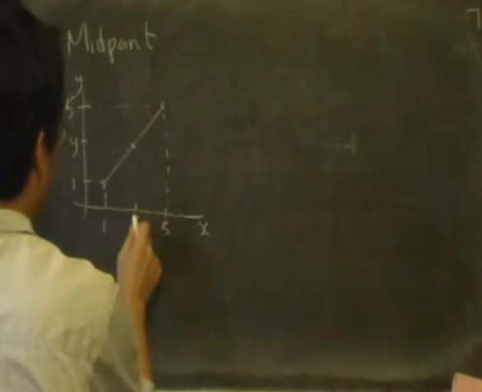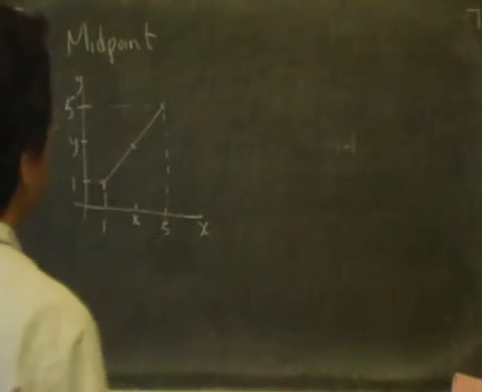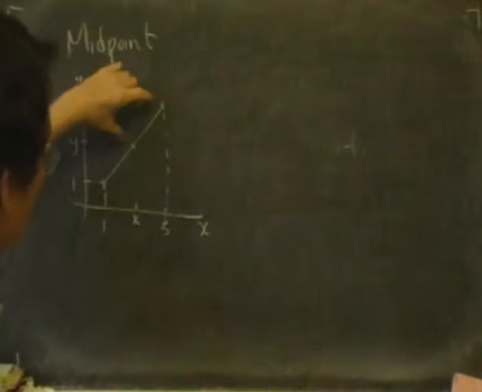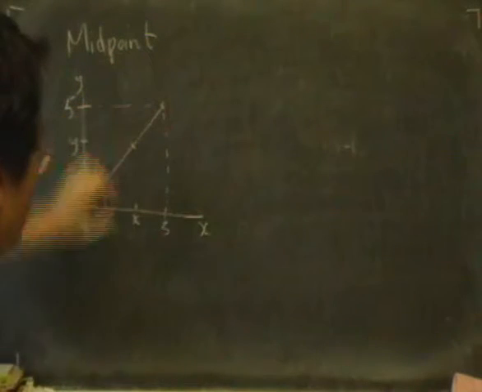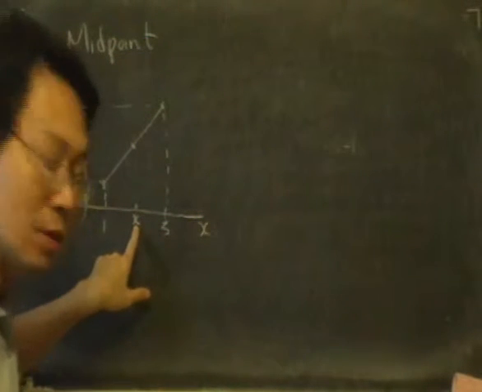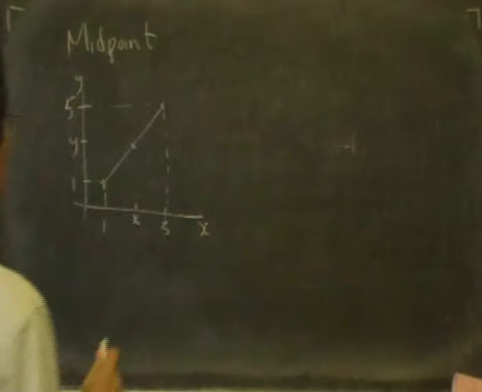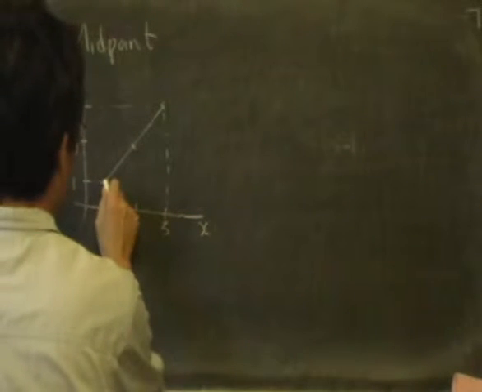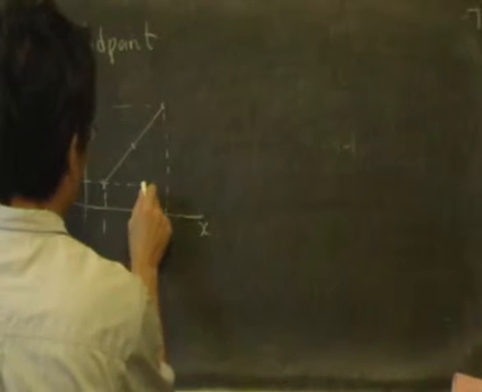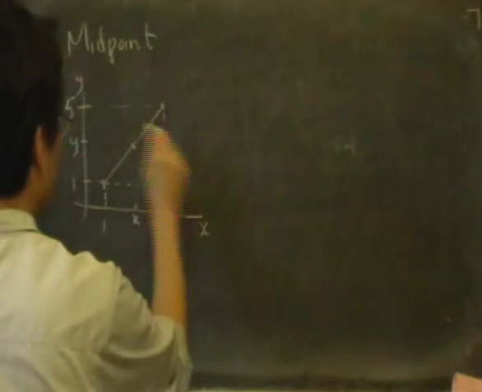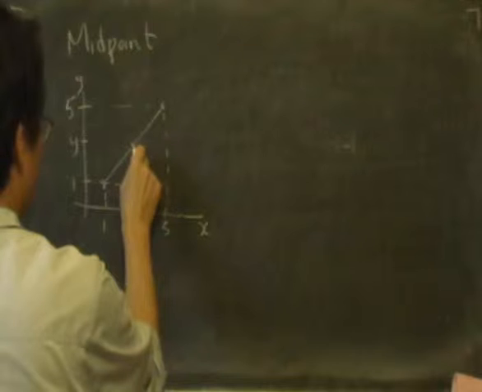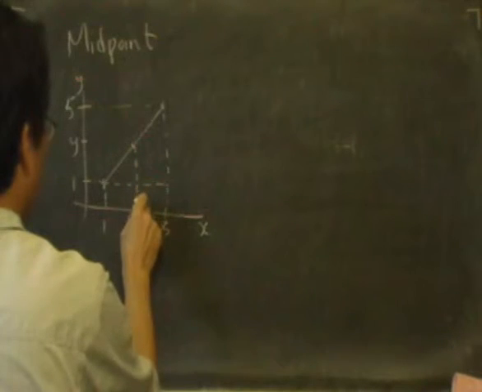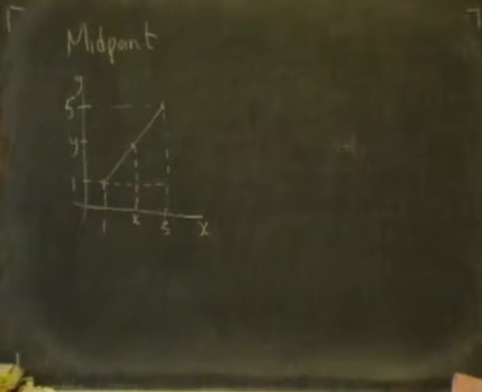And I need to find the x value of that. So I must think about the connection between the 2 equal lengths here and the value of x. So let me draw a horizontal line here to form a triangle, and let me think about this vertical line that goes to the x value.